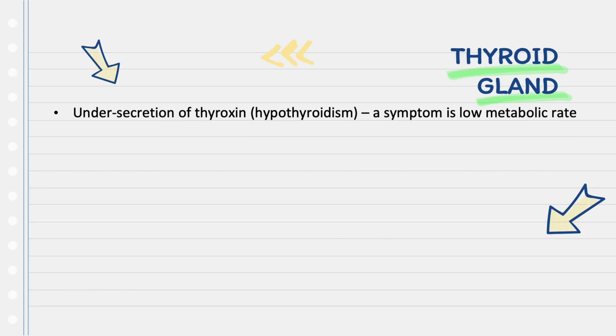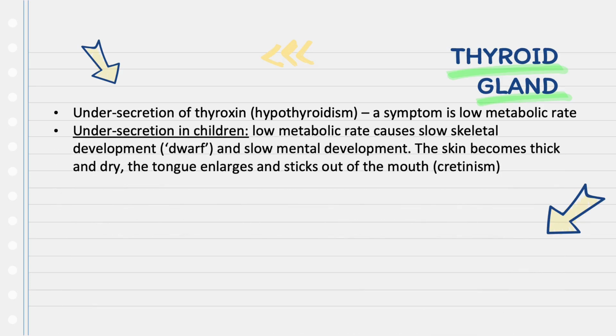Undersecretion of thyroxine, which is hypothyroidism, is a symptom of low metabolic rate. Undersecretion in children results in low metabolic rate, which causes slow skeletal development, dwarfism, and slow mental development as well. The skin becomes thick and dry, and the tongue enlarges and sticks out of the mouth. This is cretinism.